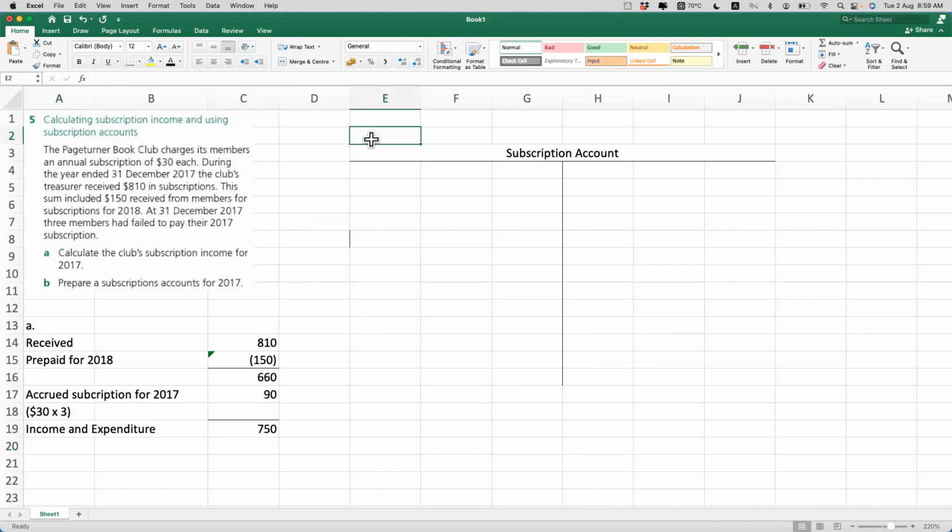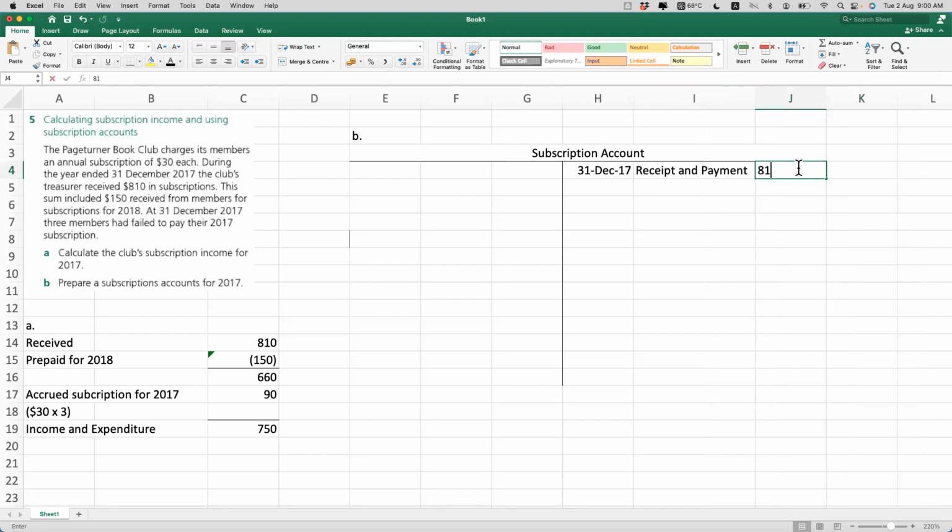Okay, so let's look at B. So those are the arithmetical calculations. So look at B. We don't have an opening balance, so we're just going to let it be. And then let's look at the first one, receive 810. So probably our bank or our receipt and payment account will have a debit entry. So in our subscription account, we will have a credit entry. So here we need to write 31st December 2017, receipt and payment. Not bank, because this is club and societies, we have a different name for things. So receipt and payment account, we need to include 810.